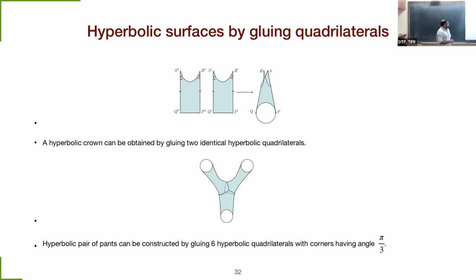Then you can take 3 such crowns and glue them along their boundaries. That will give you a pair of pants. So this is a smooth geometry, and this is one way of constructing a smooth hyperbolic Riemann surface. This is the kind of surface that appears when you do the replica computation. Equivalently, you have this thing with 3 geodesics and you need the edges.